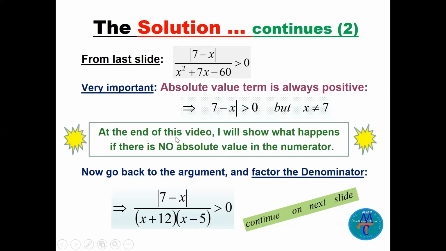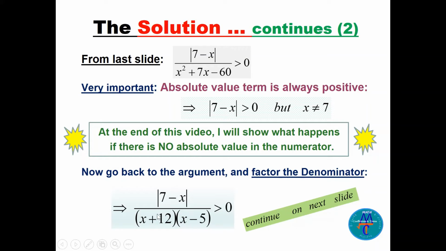Also, there is a little remark here. At the end of this video, I will show you what happens if there is no absolute value completely. If we have here a normal bracket, the answer will change. If there is no absolute value, that means 7 minus x and x minus 7 are not the same. Each one will give you a different domain. Let's continue now with the absolute value, and I will do this remark at the end.